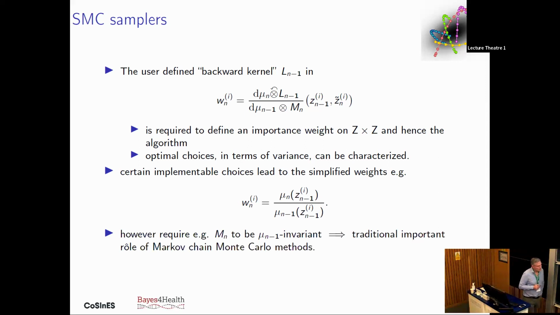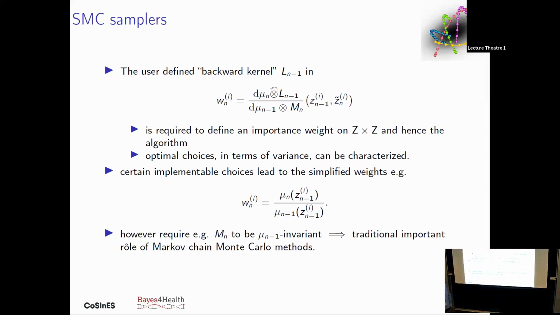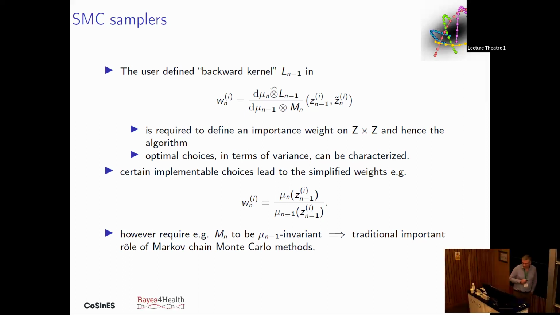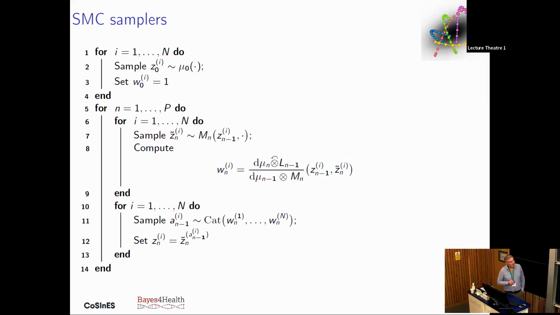One thing that is important is that typically to get this kind of result, what you require is M_n to be mu n minus 1 invariant, okay? This somewhat explains the popularity of Markov chain Monte Carlo when implementing this kind of SMC methods, because they allow you to get close to optimality and simplify the importance weight at the same time. But the price to pay is that you've got to use an MCMC in many scenarios, okay? It's not a theorem, it's just what happens in many scenarios.